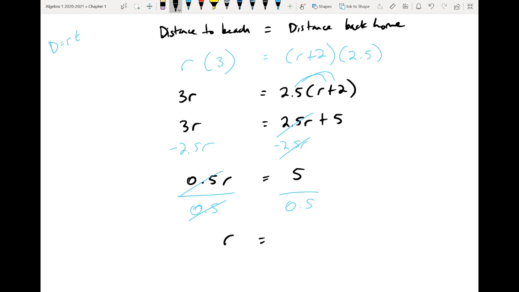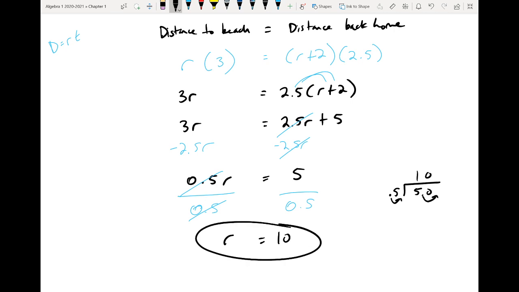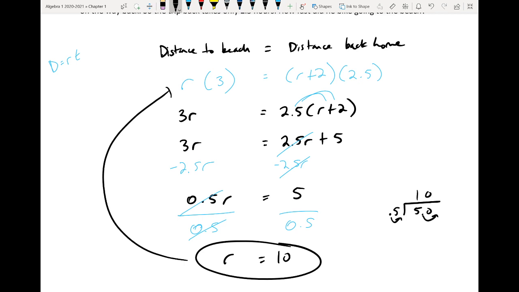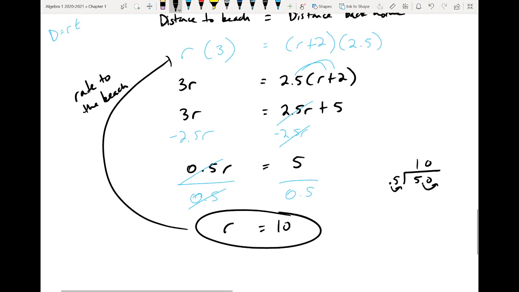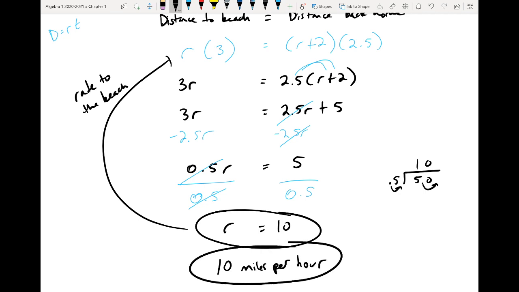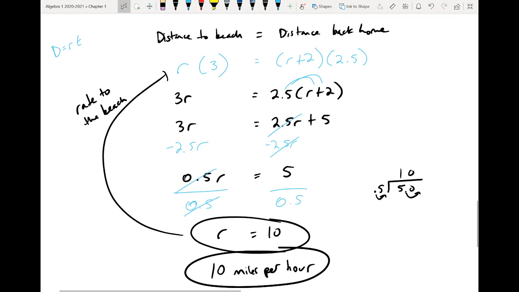Now remember, if I'm going to do this division, I have 0.5 going into 5. I've got to move over the decimal. So this is like 5.0, and I move over. Okay, 5 goes into 50, 10 times. So r is equal to 10. In other words, r is the rate to the beach. So our answer is 10 miles per hour, which you can abbreviate if you'd like. But that's how we solve this algebraically.